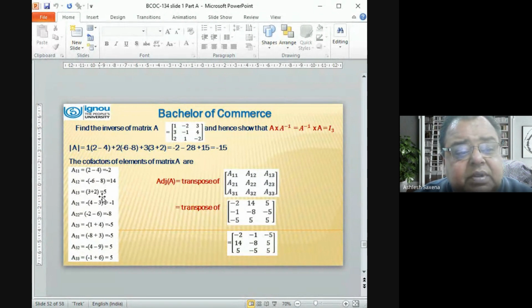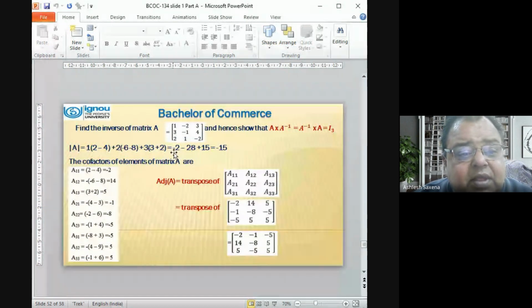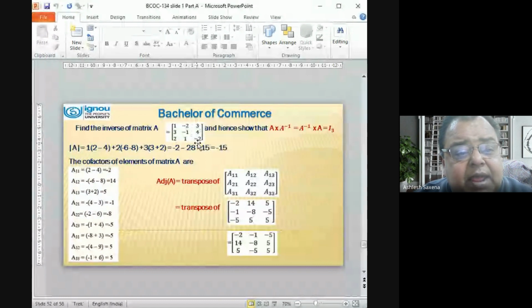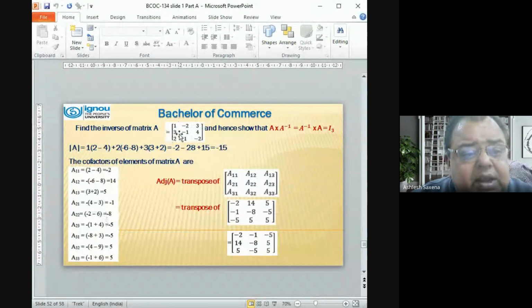Now we will move to A21. Second row, first column. We will be eliminating second row, first column. So we will be left with minus 2, 3, 1, minus 2. We will be multiplying minus 2 into minus 2, that will become 4. Minus 3 into 1, 3. You can see over here, 4 minus 3. Similarly, we will be doing for all the 6 elements, and we will be getting these.